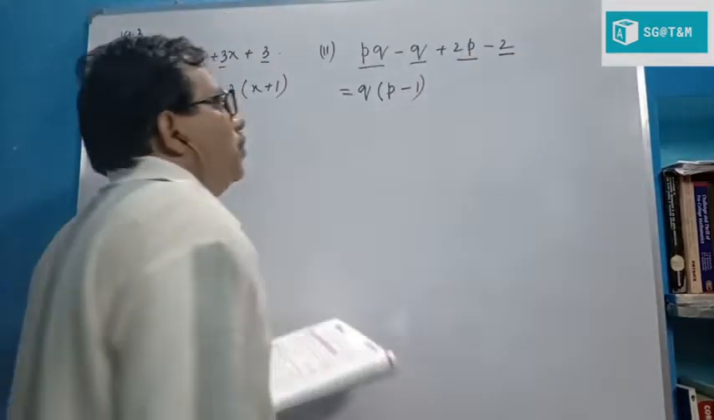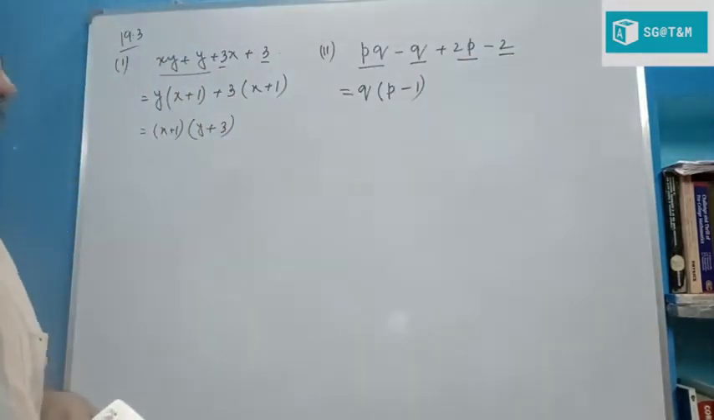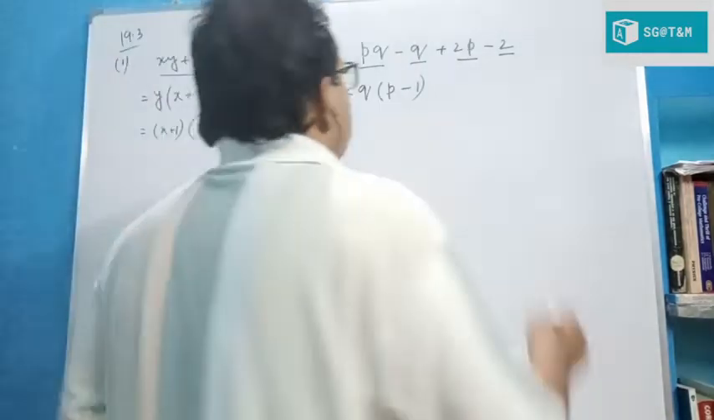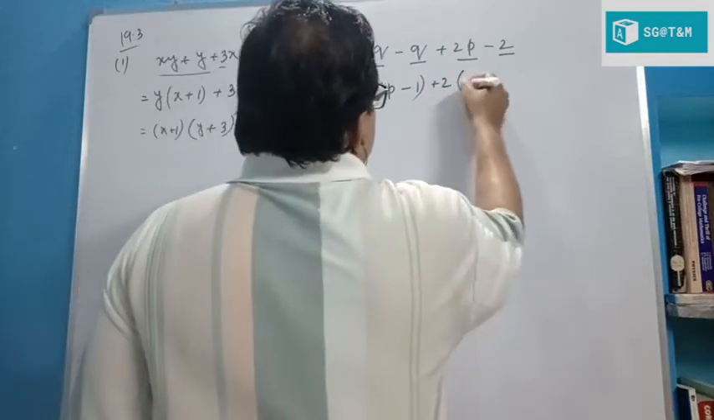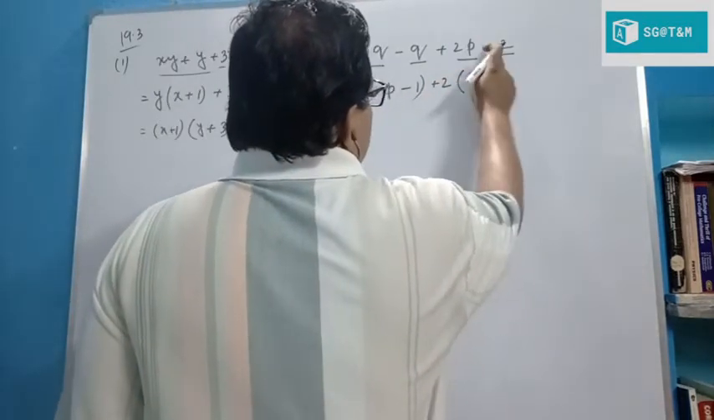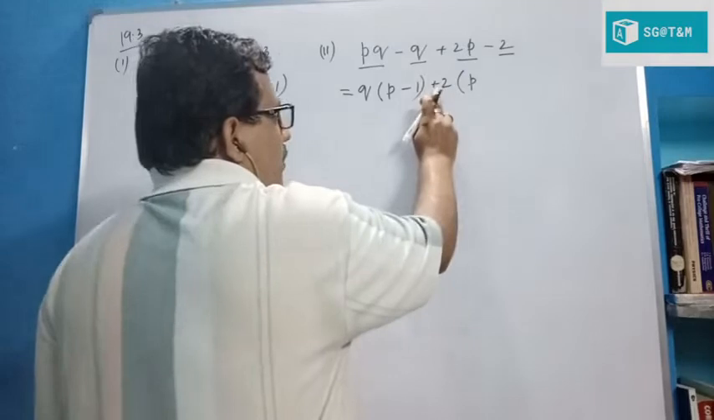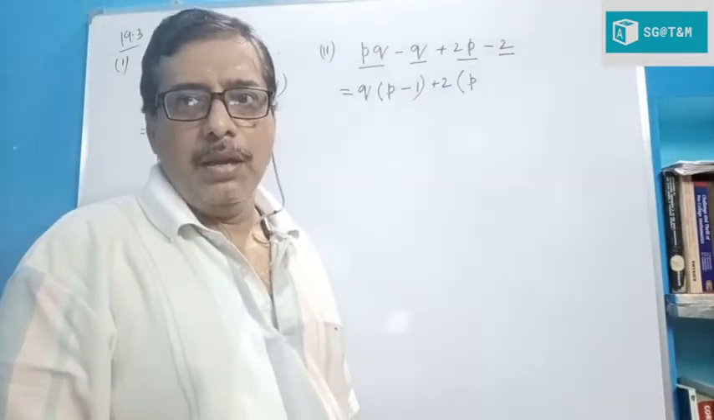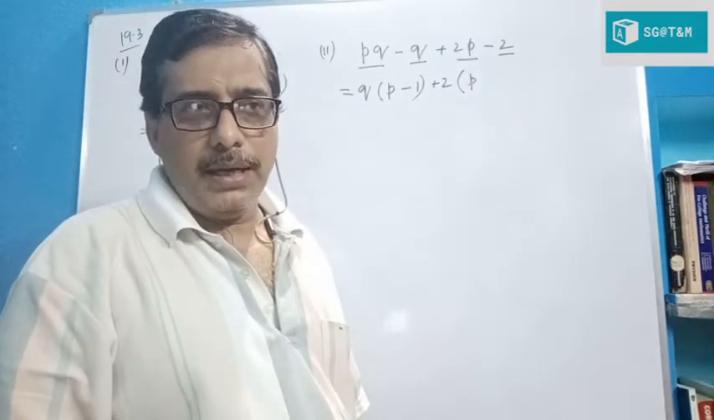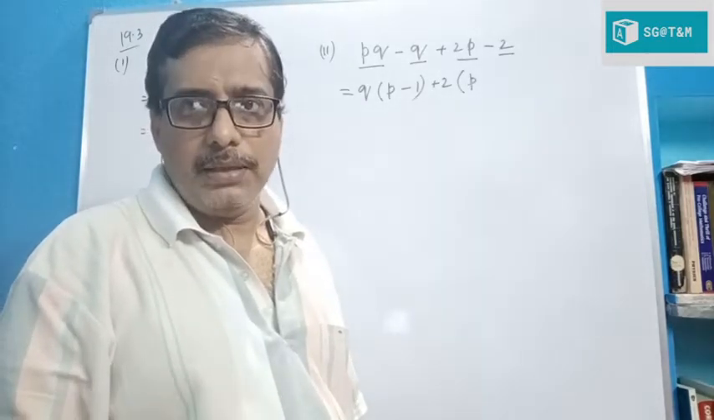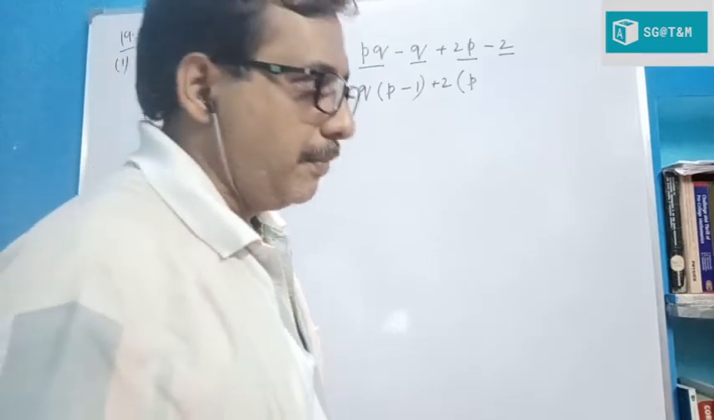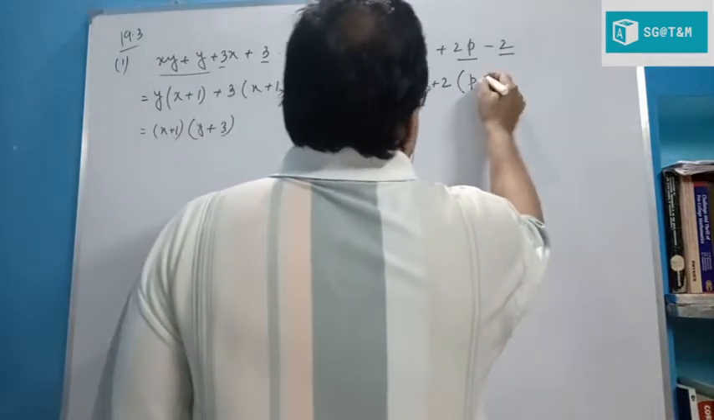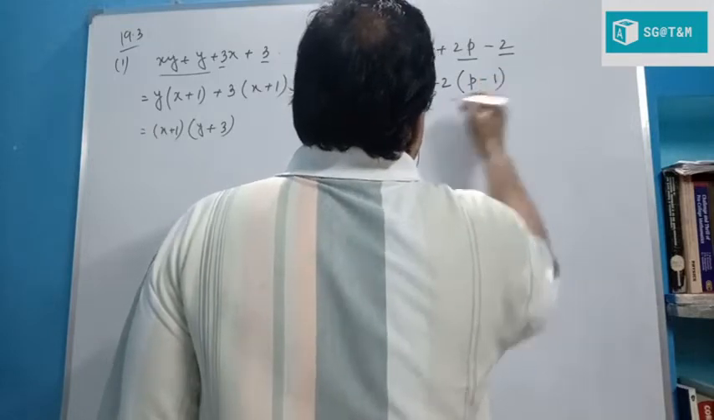And from these two, the common term is 2. So 2 is common. Take 2 common, then the remaining term is P, it is minus, and outside it is plus. And we know that plus into minus is minus, minus into minus is plus, minus into plus is minus. So plus into minus, it will be P minus 1.